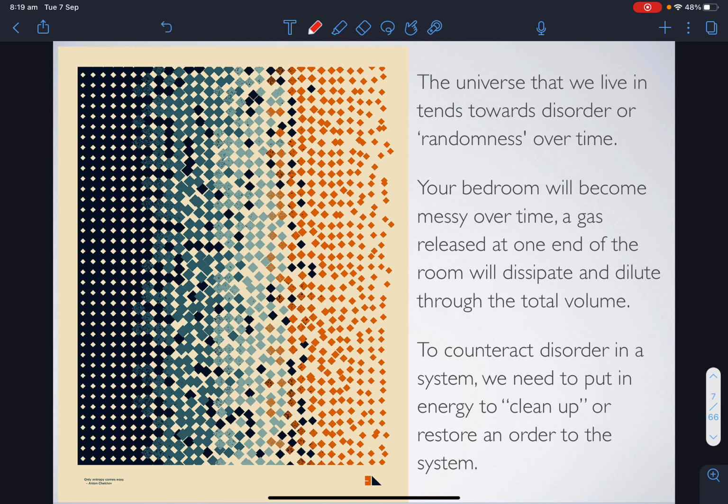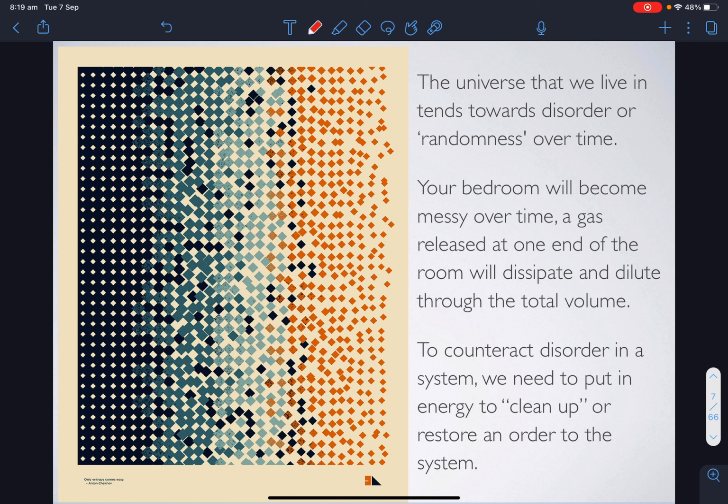So, the universe that we live in, as opposed to the universe that we don't, I don't know. There could be. Let's not go down that avenue. The universe that we live in tends towards disorder or randomness over time. Okay? So, not actually a true example, but kind of, but not really. Your bedroom becomes messier over time. Okay? Becomes more disordered over time.